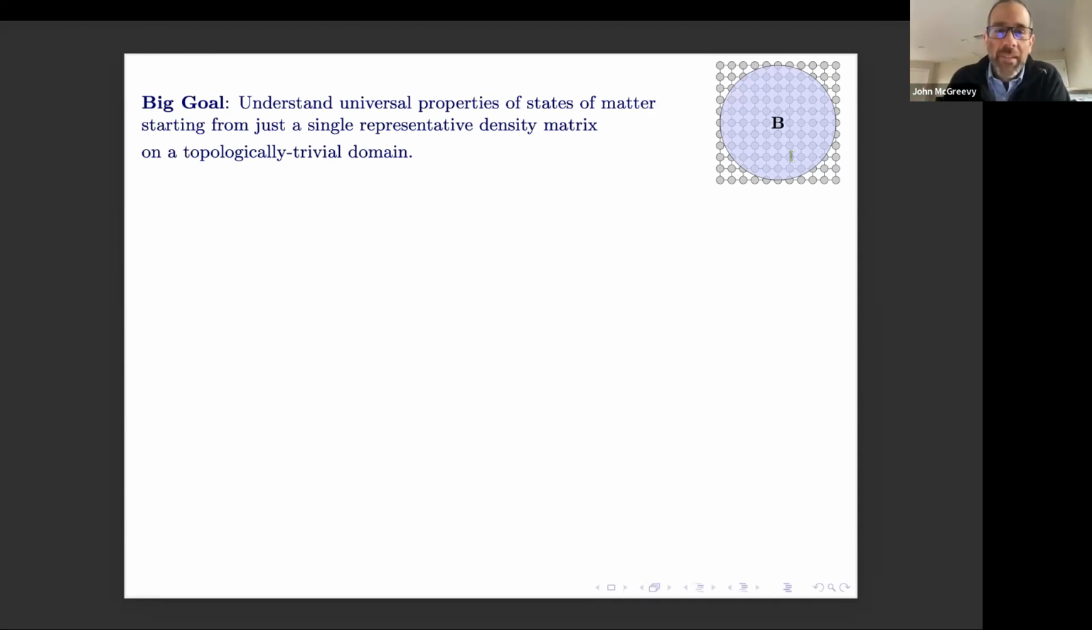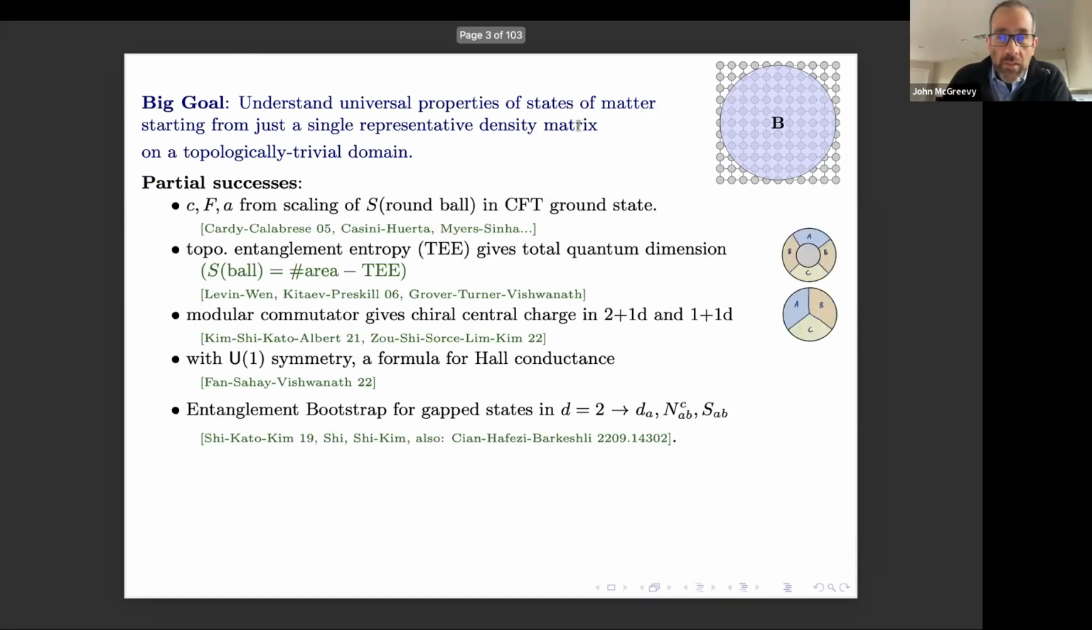Okay, and so the region that we're talking about should be not too small compared to the lattice spacing. And so the claim is, it's a kind of bold claim, that all of the universal data about the state of matter that the state represents is encoded in just this small density matrix. And so there's various evidence for this claim from many different points of view. And so let me list a few of them.